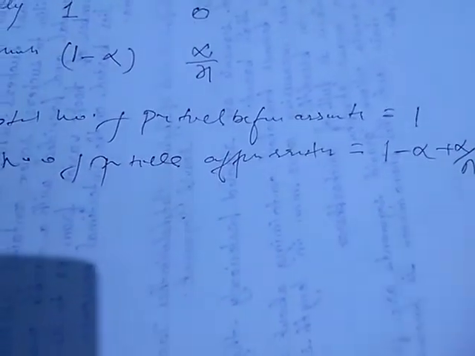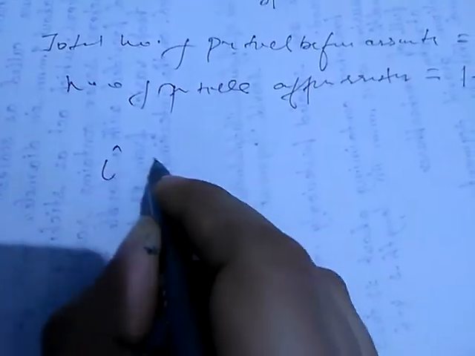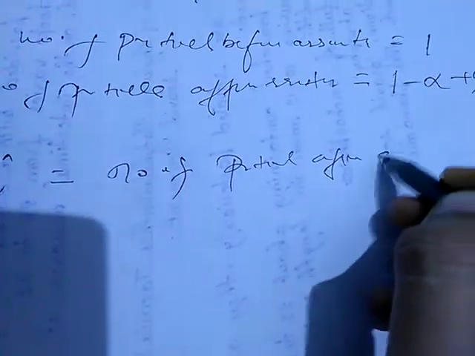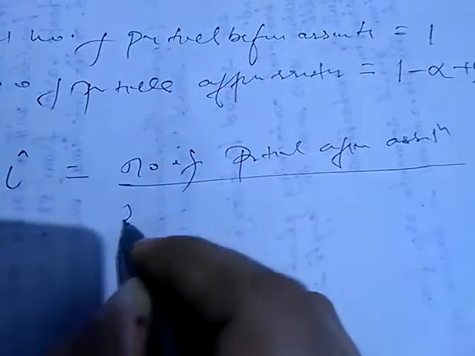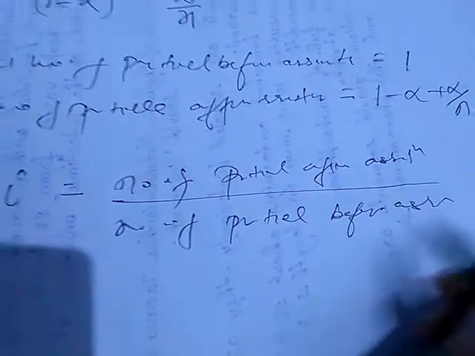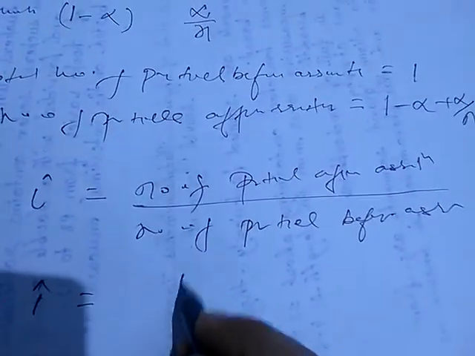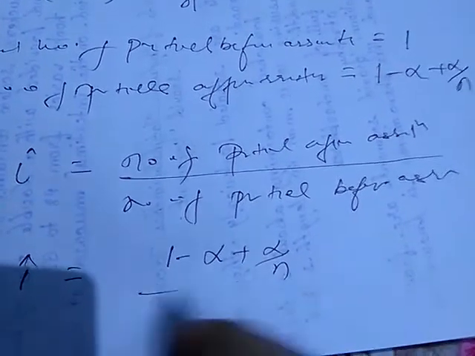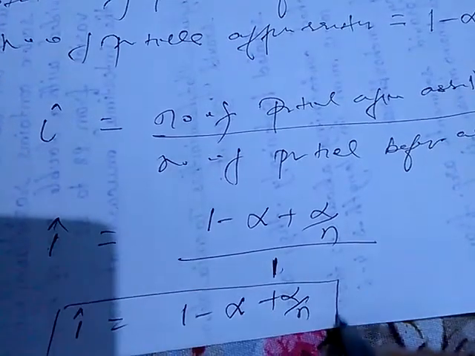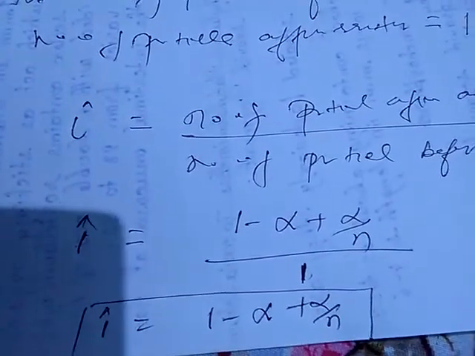This would be the number of particles after association. Now we will apply again the expression for the Van 't Hoff factor. So it is the number of particles after association by the number of particles before association. I is equal to the number of particles after association, 1 minus alpha plus alpha by n, and before association it is equal to 1. We will put 1 over here. So the final expression would be I equals 1 minus alpha plus alpha by n. This would be the final expression in case of association of solute.